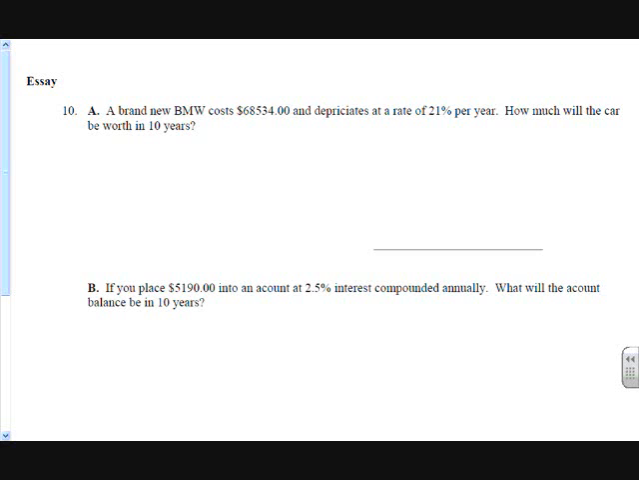Okay, so this is a depreciation problem, which means I'm going to use the formula y = a(1 - r)^t. And I just plug in what I know. The initial amount is $68,534. 1 minus r. The r value is the rate, which is the 21%, which I write as a decimal, 0.21. Raised to the t. T is the number of years, which is 10.